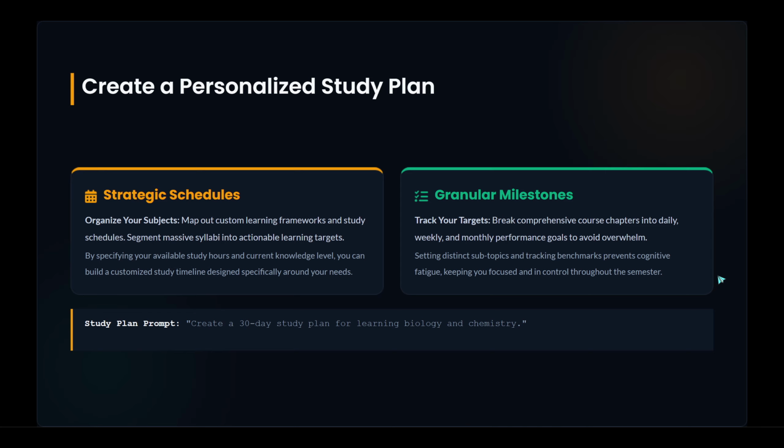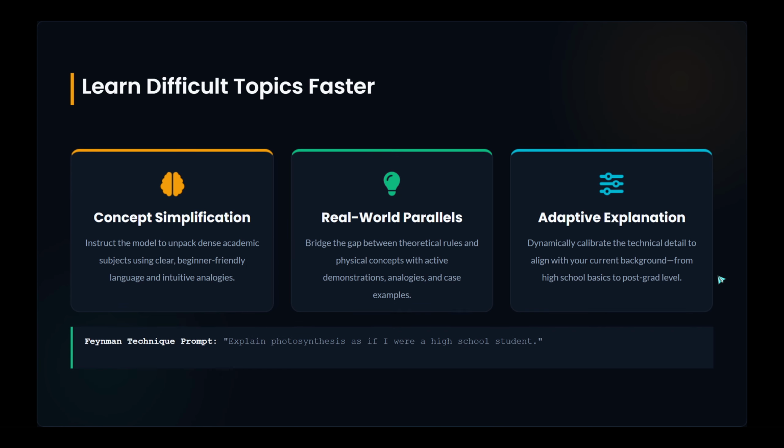You can ask it to break large topics into smaller, manageable learning goals, so you're not trying to learn everything all at once. It can also help you set daily, weekly, and monthly targets, which makes your progress easier to measure. On top of that, you can use it to track revision sessions so important topics don't get forgotten. For example, you could ask, create a 30-day study plan for learning biology and chemistry.